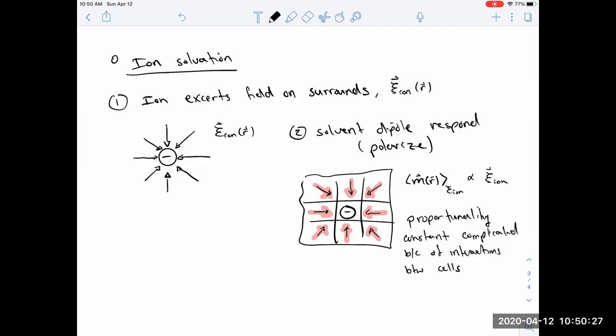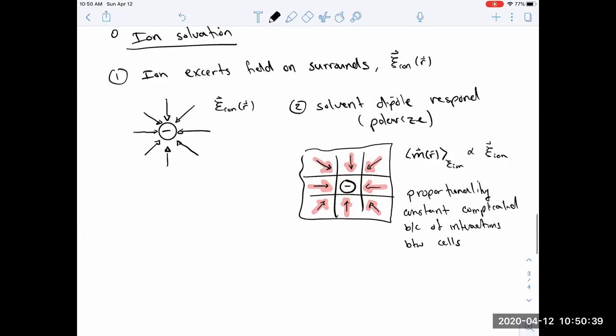So that's just words: the specific proportionality constant is going to be complicated because of those interactions. But we know that it should be proportional to the size of that initial field. Okay, so we've generated a field by putting an ion in the solution. The solvent has responded. Now what happens? Well, the field generated by the solvent then acts back on the ion.